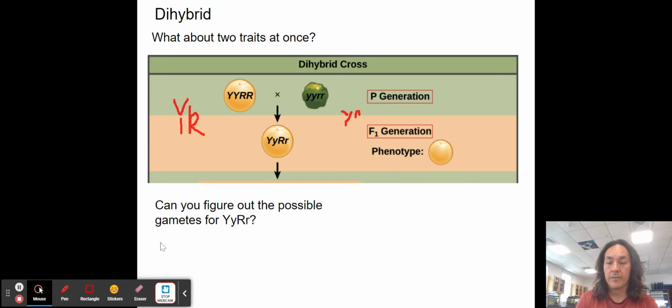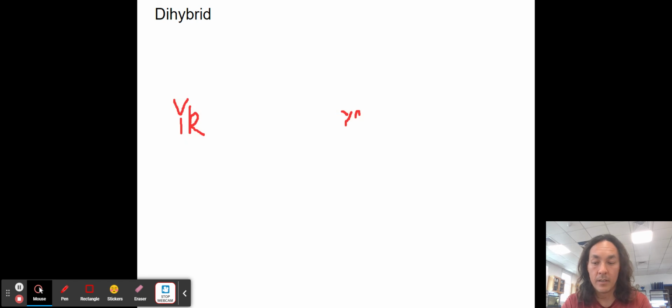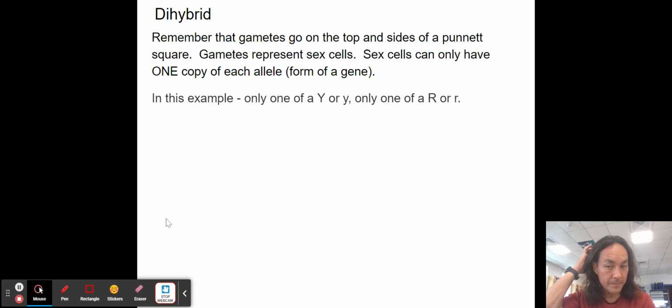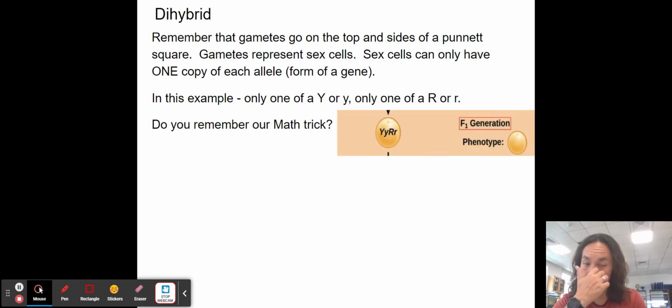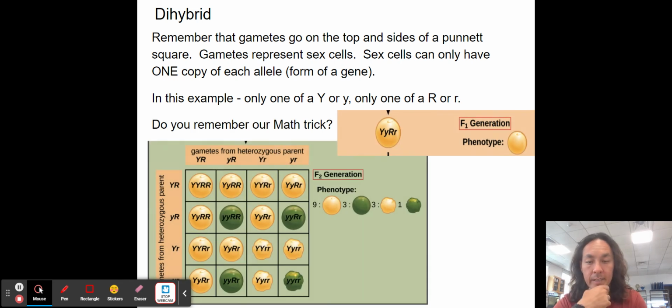Now we're going to cross those, but we've got to figure out the possible gametes first for big Y, little y, big R, little r. Can you do that real quick? Well, the way you do it is what's called FOIL. It's the easiest way for us to remember. Gametes go on the top and sides of the Punnett square. Sex cells can only have one copy of each allele. So our math trick was FOIL. So let's go ahead and do it.